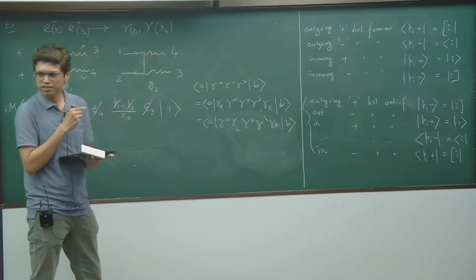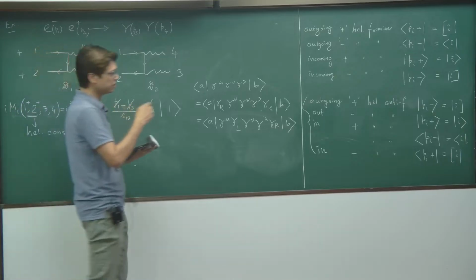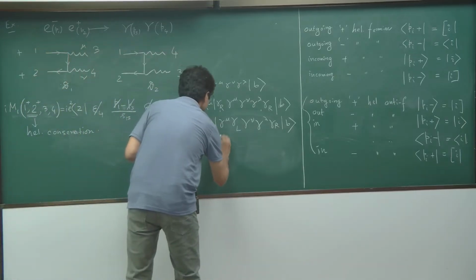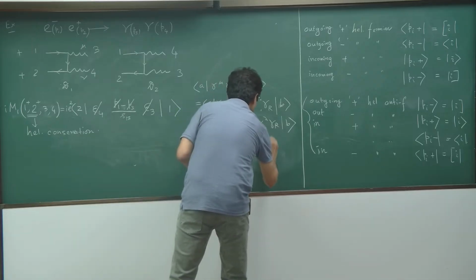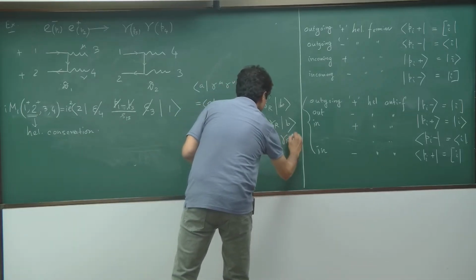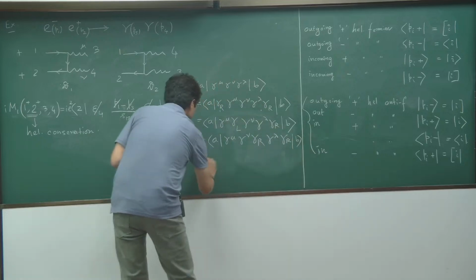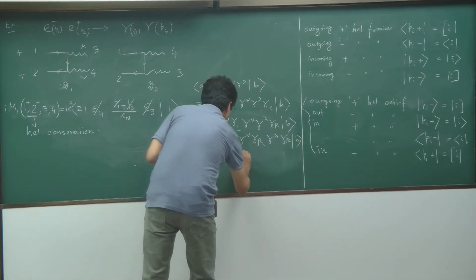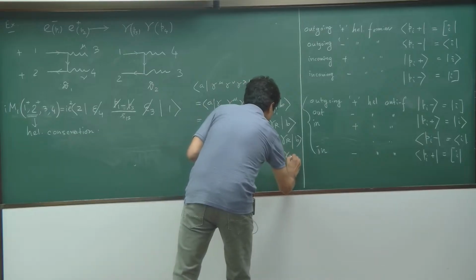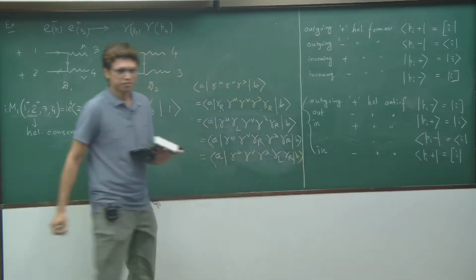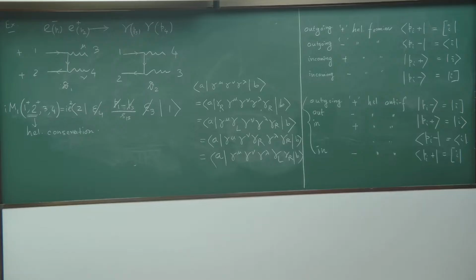Is that fine, Tanmay? Okay. Now the second line I can write as gamma mu, gamma nu, gamma r, gamma lambda, gamma r b. The last step is gamma mu, gamma nu, gamma lambda, gamma l, gamma r b. Okay. Fine. So I am left with calculating.